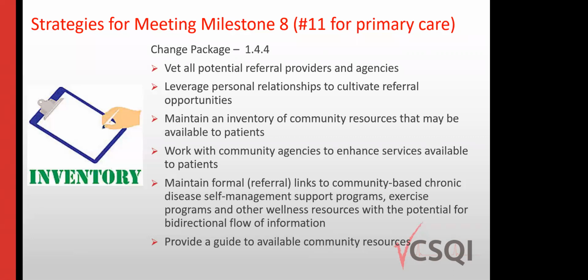Maintain formal links to community-based chronic disease self-management support programs, exercise programs, and other wellness resources with the potential for bi-directional flow of information. So that's information going back and forth.